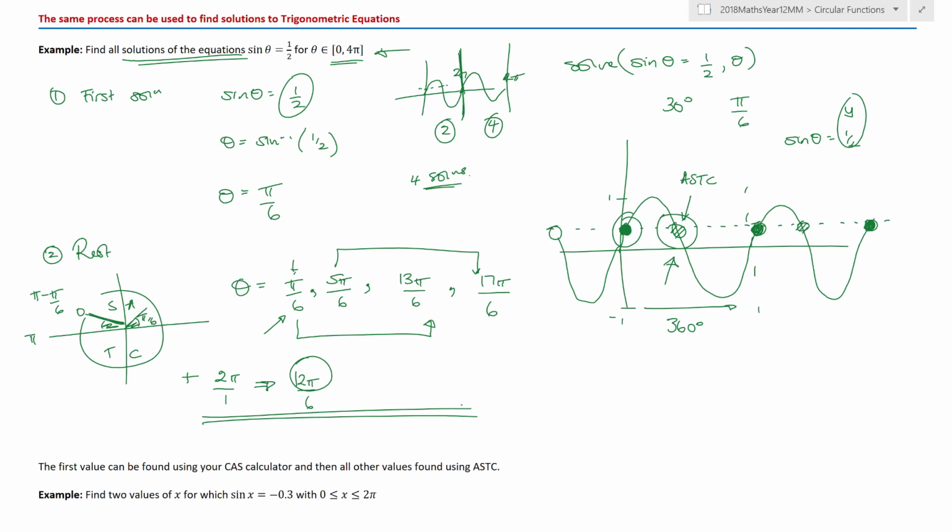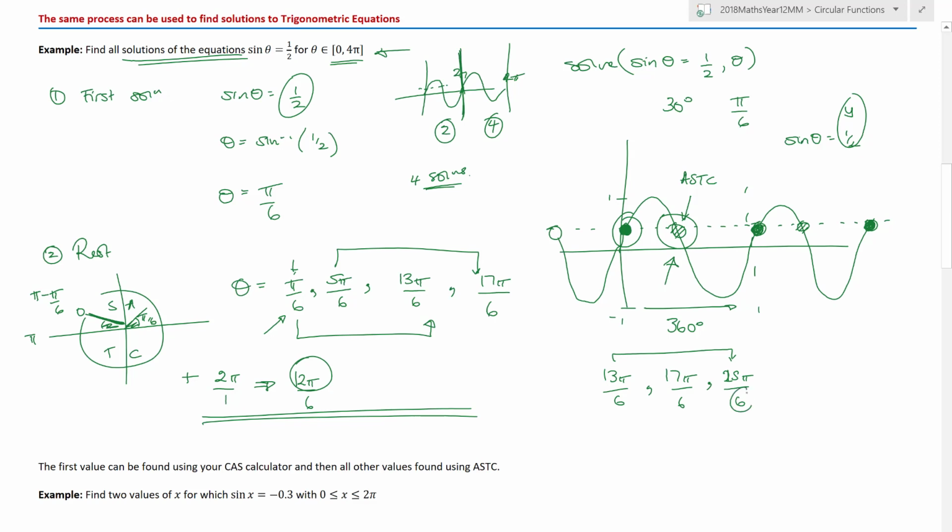This is really cool stuff. Now, let's just check, right? Bearing in mind my values were 13 pi on 6 and 17 pi on 6, if I was to add on another 12 pi on 6, what would I get? Add on 12 pi on 6 to there, I get 25 pi on 6.